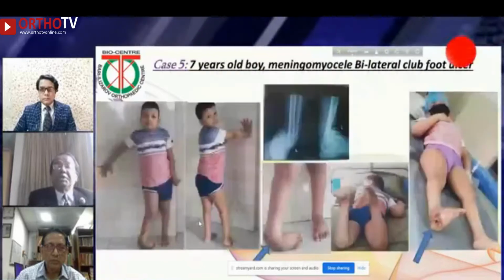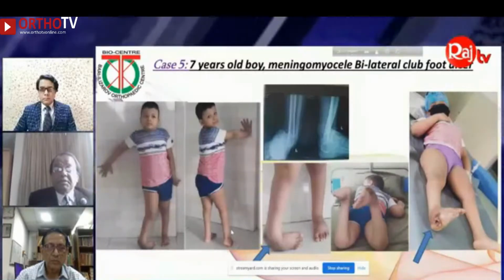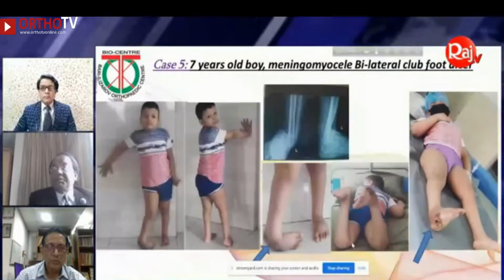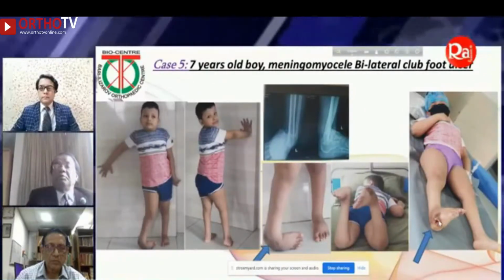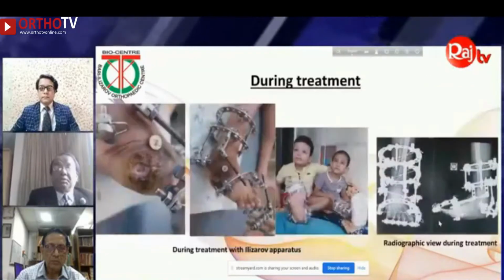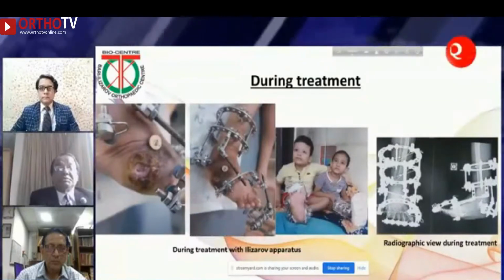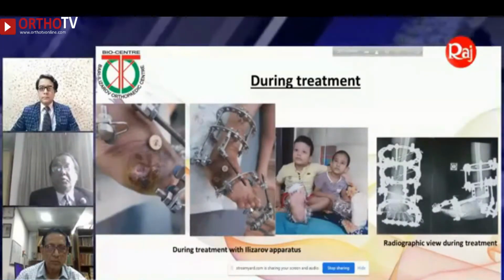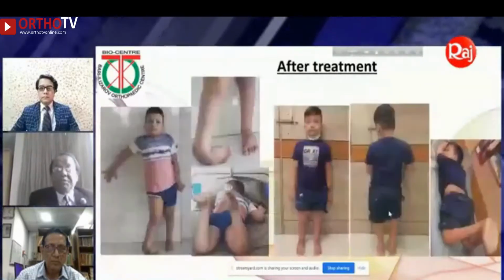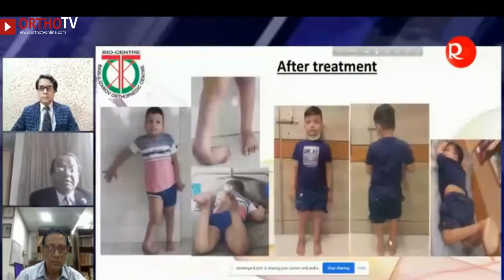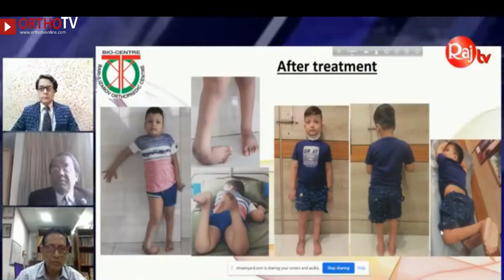Next, you can see meningomyocele, bilateral club foot with a big ulcer here on the left side, and the right side. See, this is the ulcer. If you cut this one, go for PMR, you'll get a lot of problems. Now, gradually you are correcting, and you put the wires here, and the radiographic view here. Then I can see the ulcer is healed, no ulcer. There was an ulcer here. Now you can see, dear friend, this is after treatment.